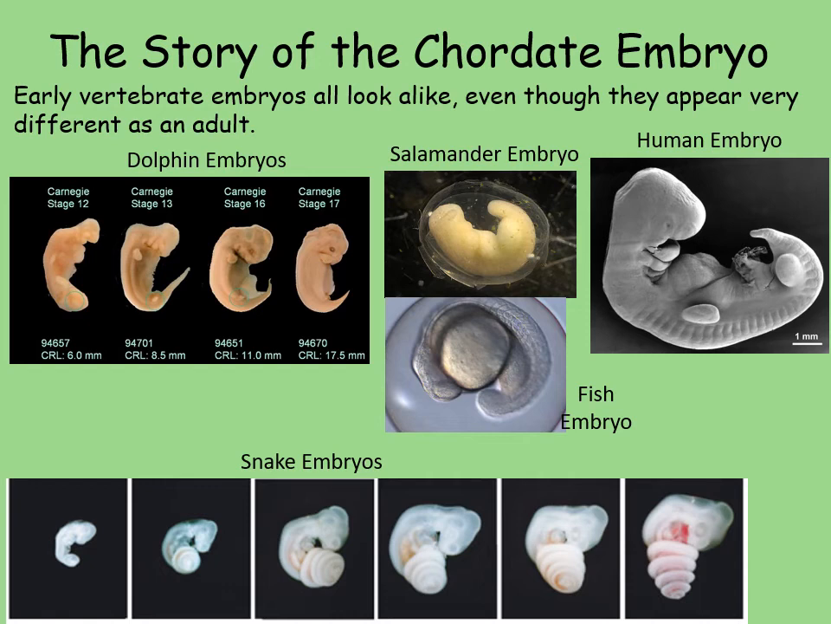So let's look at some examples of vertebrate embryos. On the top left here, we have dolphin embryos. Next to that is a salamander embryo. Underneath that would be a fish embryo. In the top right is a human embryo. And then on the bottom, I have a sequential series of snake embryos as they get older. So if you look at these embryos, compare these different stages, you can't really tell what these animals are going to develop to be. They all have a very similar look, and they do share a lot of characteristics at this point.